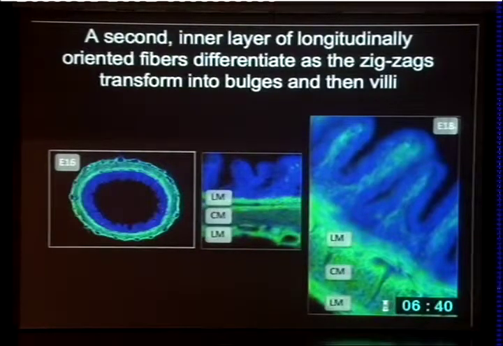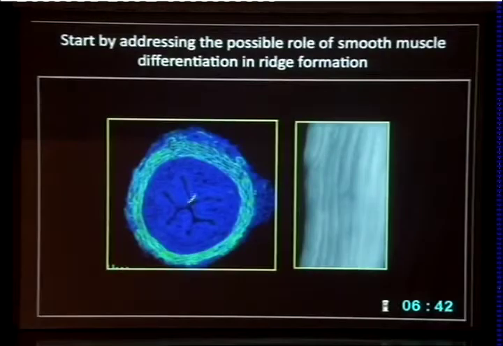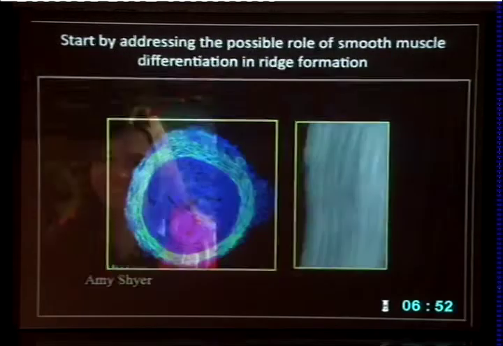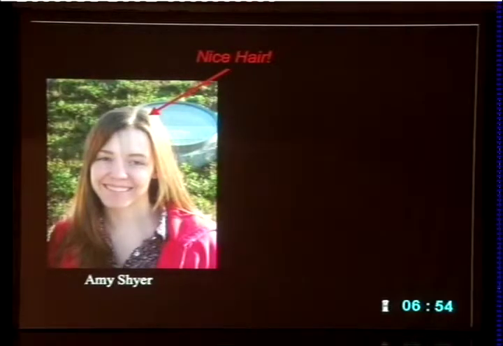So we want to try and look at this. We're going to start by exploring this in the context of ridges. Now, to do the types of experiments that we want to investigate, or any experiment, you need to have the right people in your lab to do the work. In this case, we had the right person in Amy because she has very nice hair.